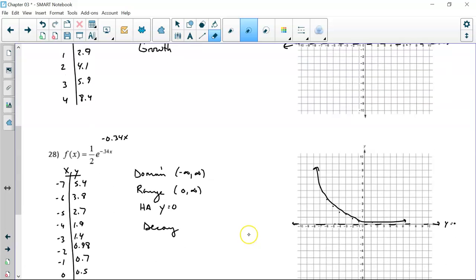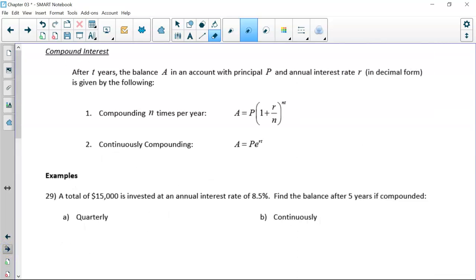So growth and decay. E is just a number. It's just an exponential using a different type of number as your base, using E as your base. Now, E does have some uses. So on the next page, we can look at it as for compound interest.